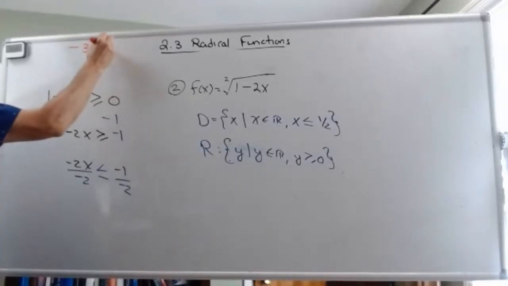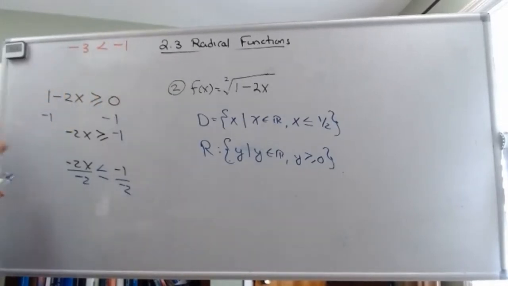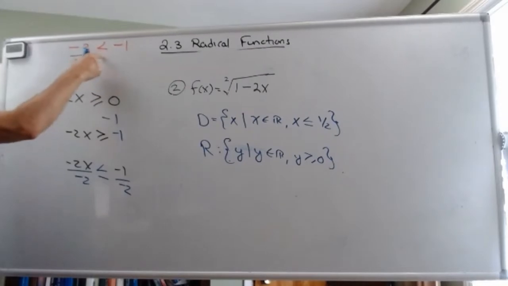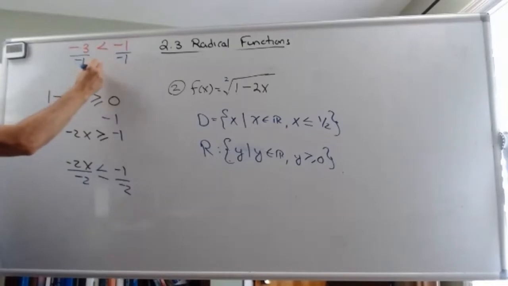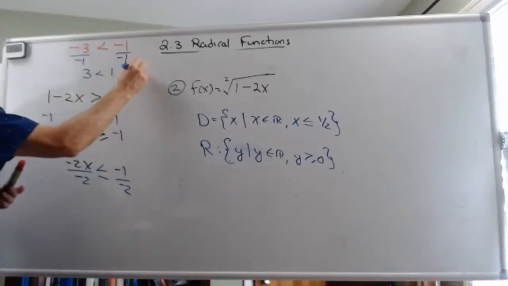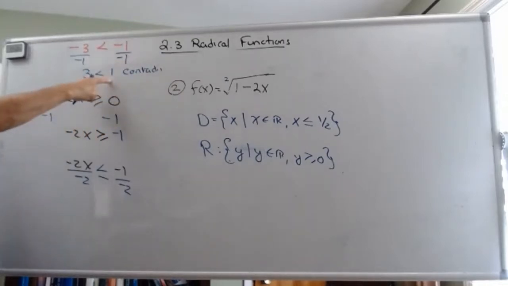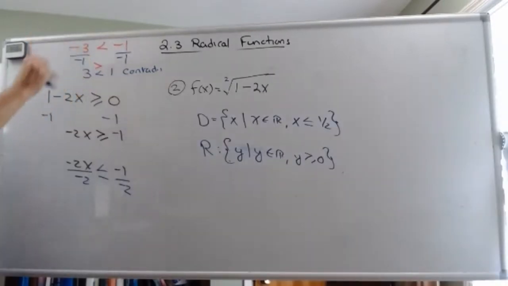It's due to the properties of numbers. Because we know that negative 3 is less than negative 1. It's to the left of negative 1. Now, if I divided both sides by, say, negative 1, and I didn't change the inequality, I get 3 is less than 1, a contradiction. The only way to rectify that contradiction is to switch the direction of the inequality, and then it will make sense. This is why you have to change that direction. Otherwise, you get a contradictory statement.